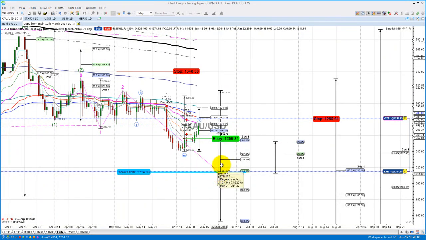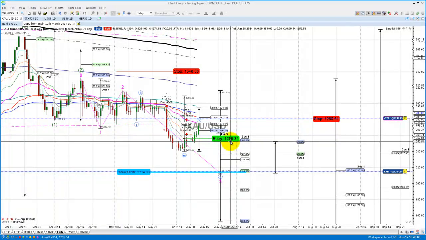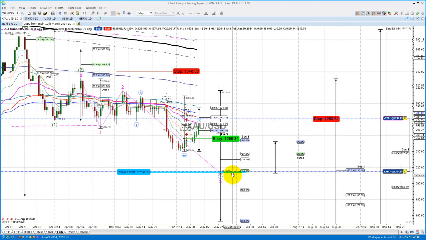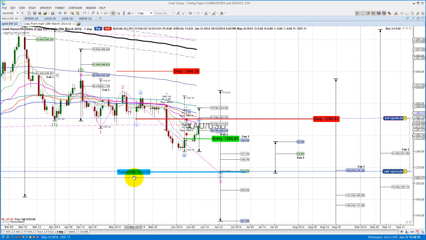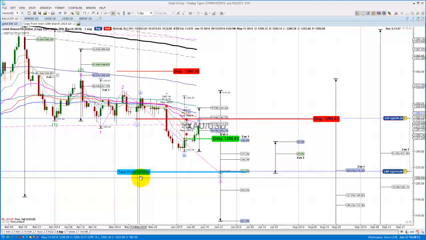Breaking that down further, we go to the minor waves, 1, 2, 3. The 100% level, could we consider it completed? I think not. So we're taking it at the 161 level, and that's the price at which we're going to take all our profit, at 1214.